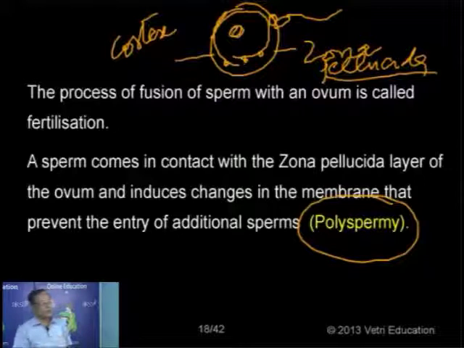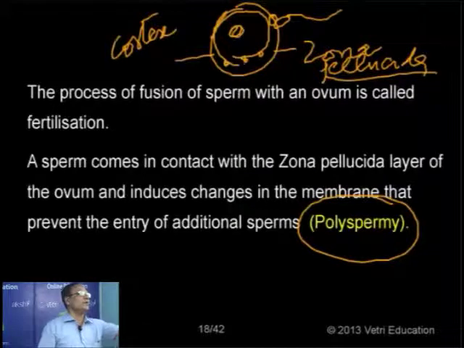The entry of more than one sperm into the egg is called polyspermy. It is also called polygamy, but here we are using the name polyspermy. It is prevented because of some changes occurring in the egg that result in the formation of a membrane, the fertilization membrane, which prevents the entry of any more sperms into the egg. That is being prevented by the chemical events.